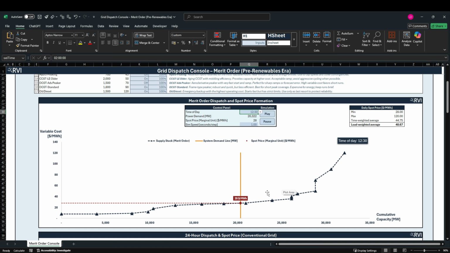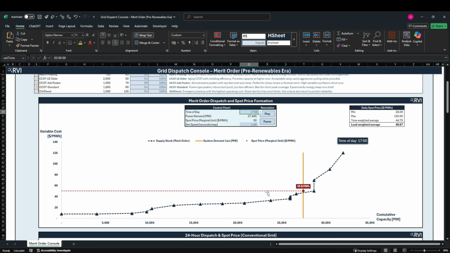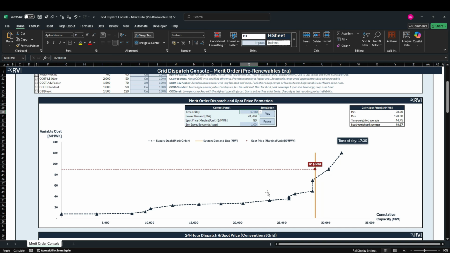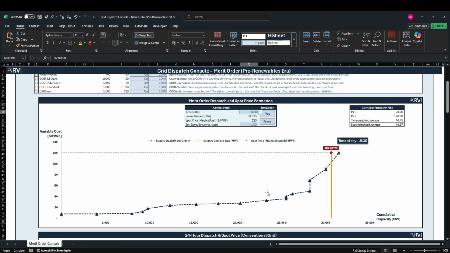Prices are still moderate, set by whichever unit is at the margin at that time. Now watch the evening peak. People return home, cook, charge, heat or cool. The demand line pushes into the right tail. We need peakers, the expensive units that only run at peaks. They set the spot price, so prices jump.